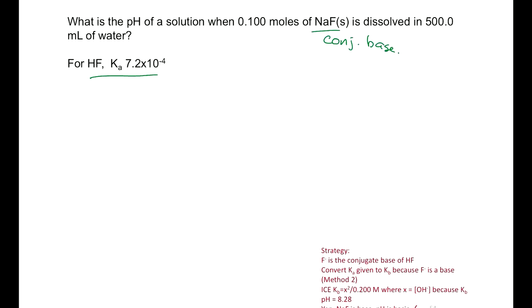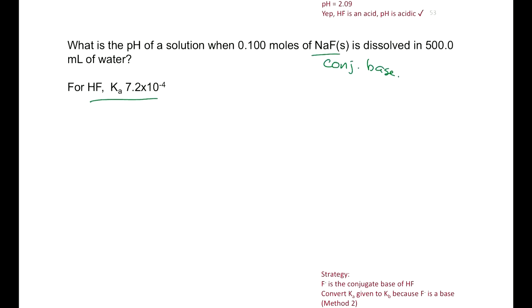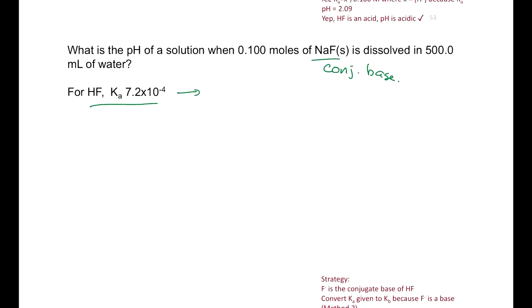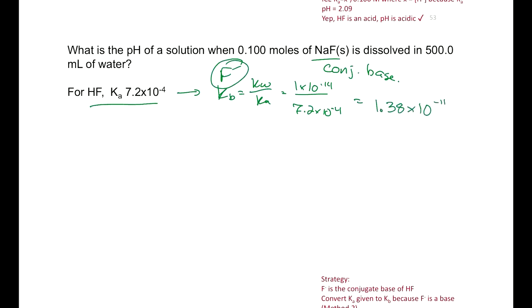Nope. We want to use Kb. Yes. So we want to use the Kb. So I'm going to go ahead and calculate that. Kb, because this is a base, is Kw over Ka. So 1 times 10 to the negative 14 over that value that's given. And so we get Kb for F minus. What we're putting in water is the conjugate base and not the acid. So 1.38 times 10 to the negative 11. All right, so that is what Kb is. That is the number that we'll move on and use.